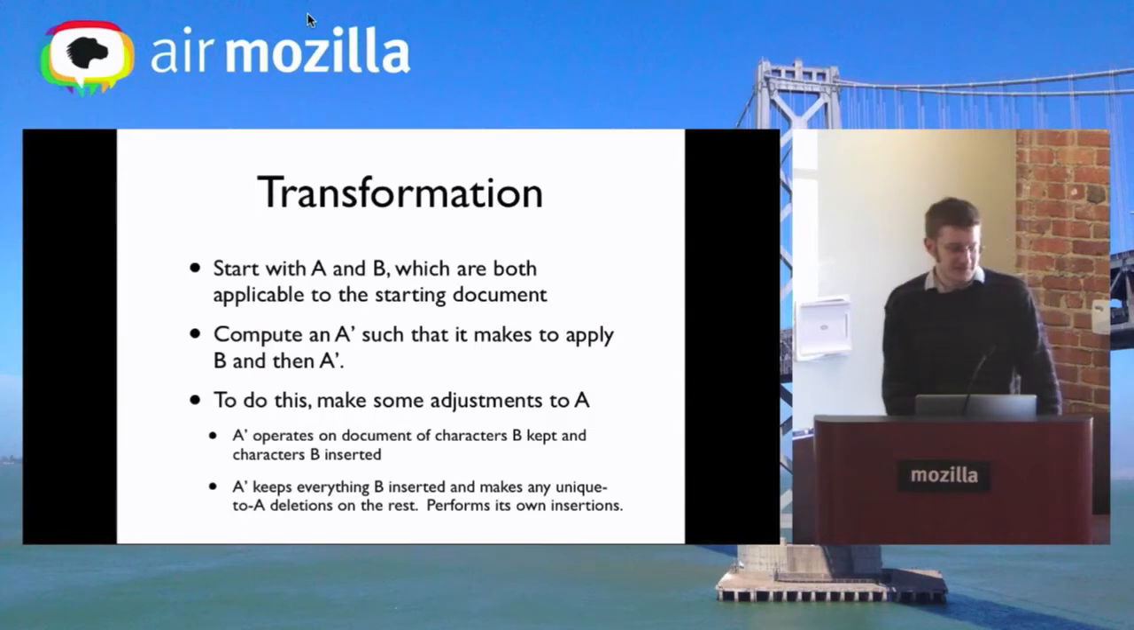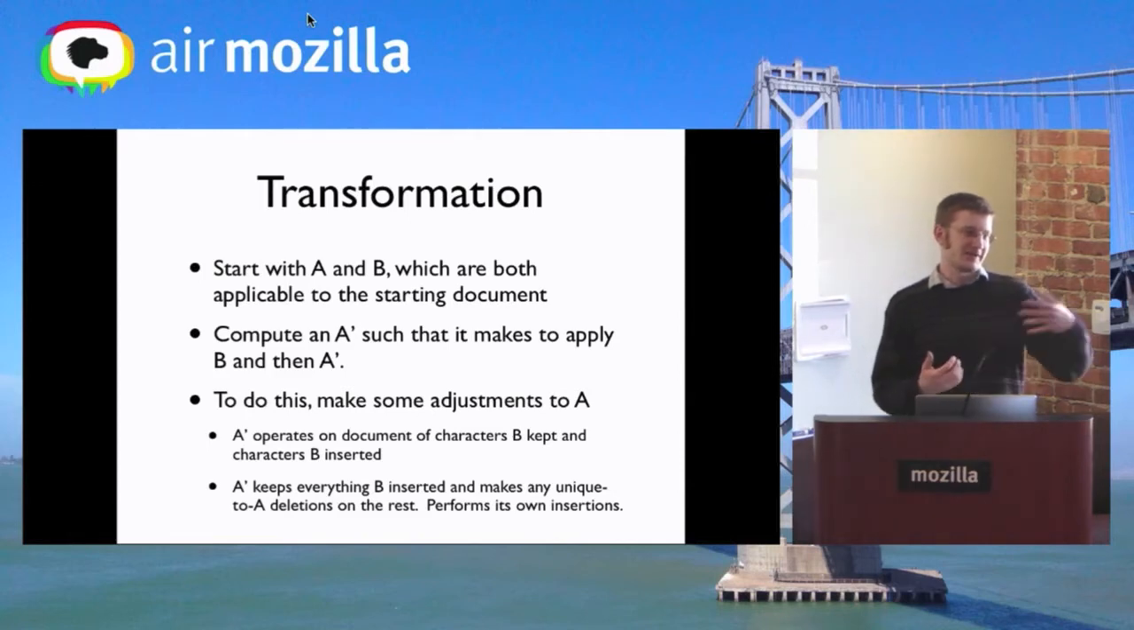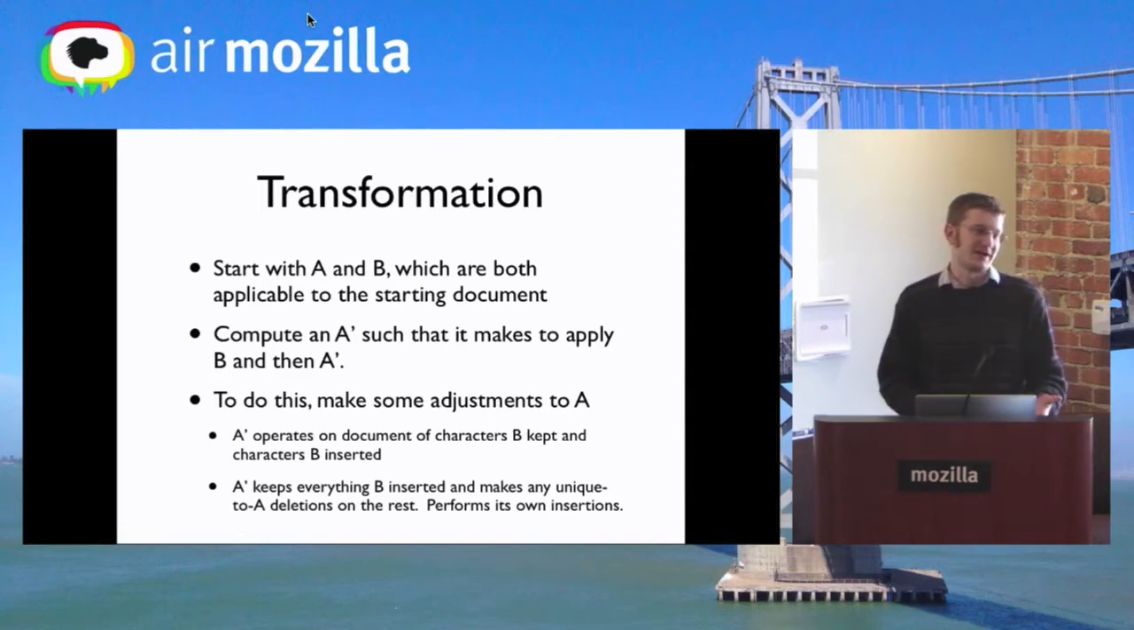So the goal is to transform A. You want to compute an A prime such that it makes sense to apply B and then A prime. One way to think of this is you've got your change set A, but wait, B has happened before that. So I'm going to have to skip some extra characters that are intermingled in the input document, which are inserted by B. I'm also going to have to make fewer deletions, because it could be that this other change set B came along and already deleted everything I was going to delete. Or it could be that it deleted nothing and now I have to make all the same deletions.